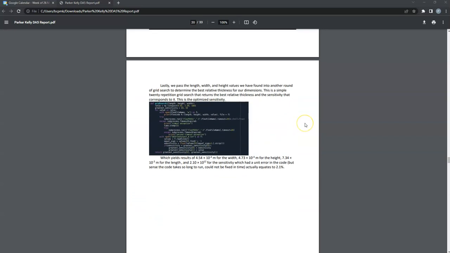However, we did come to our final answer, which was 4.54 times 10 to the negative 4 meters for width, 4.73 times 10 to the negative 4 meters for height, 7.34 times 10 to the negative 3 meters for length, and that comes out to a sensitivity of 2.10 times 10 to the 12.